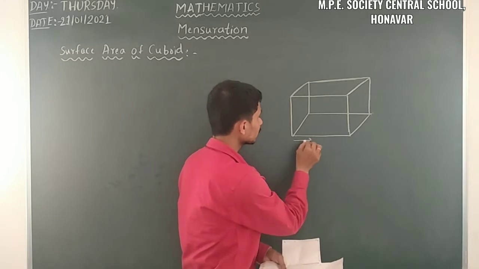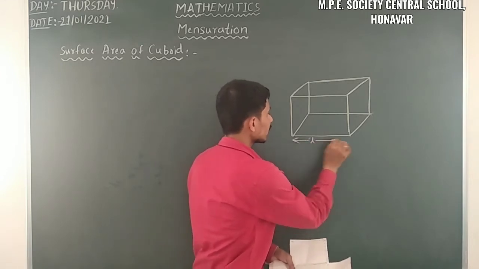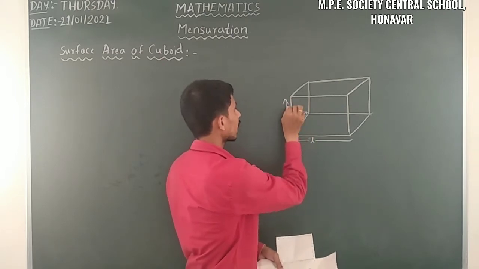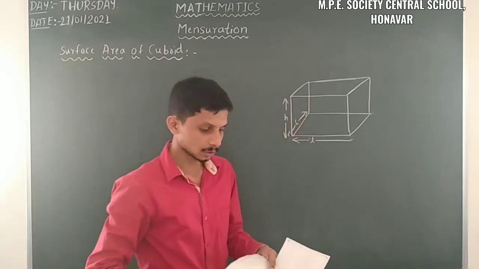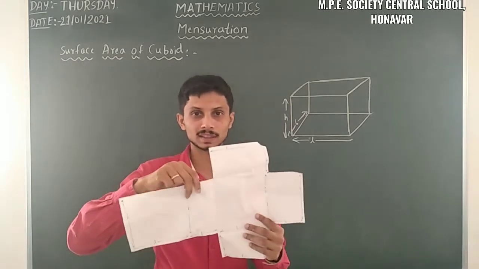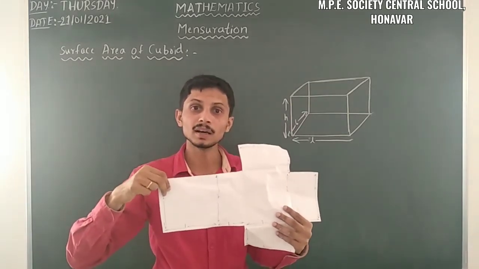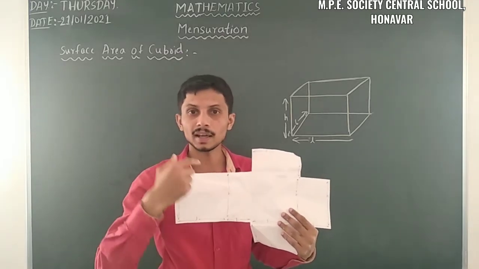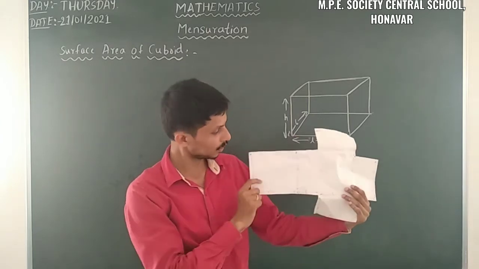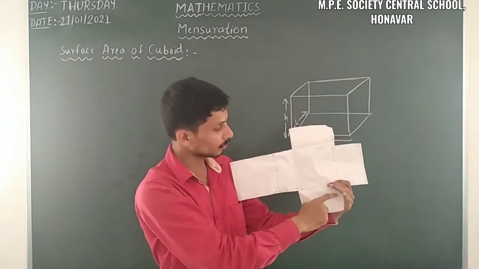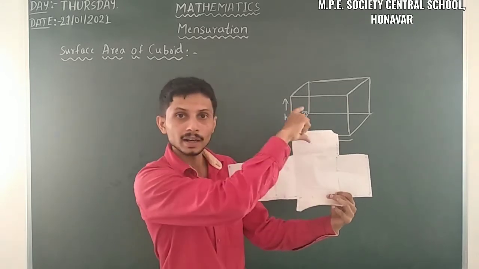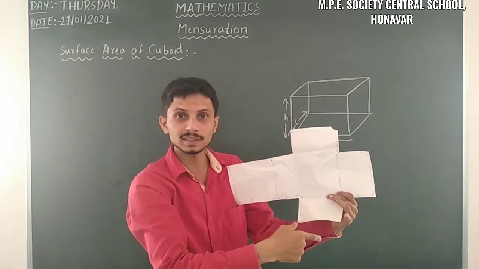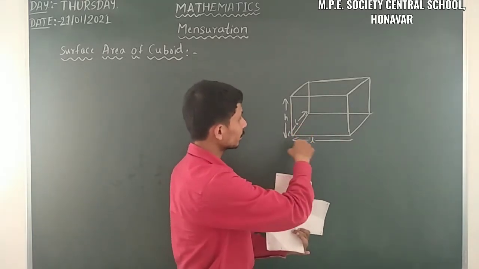Here this one is the length, this one is the breadth, and this one is the height. Based on that we have these structures. Each and every face will be a rectangle having a length and breadth, or a breadth and height, or a height and length. Just observe, here we have the top and bottom parts. They are made up of only length and breadth.